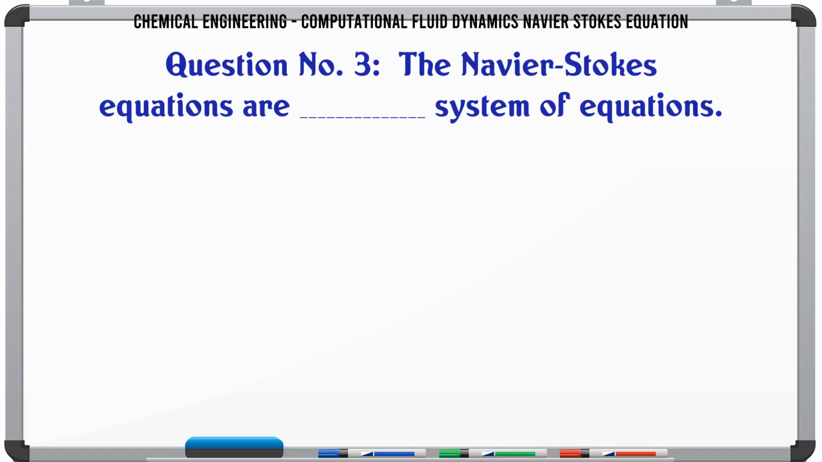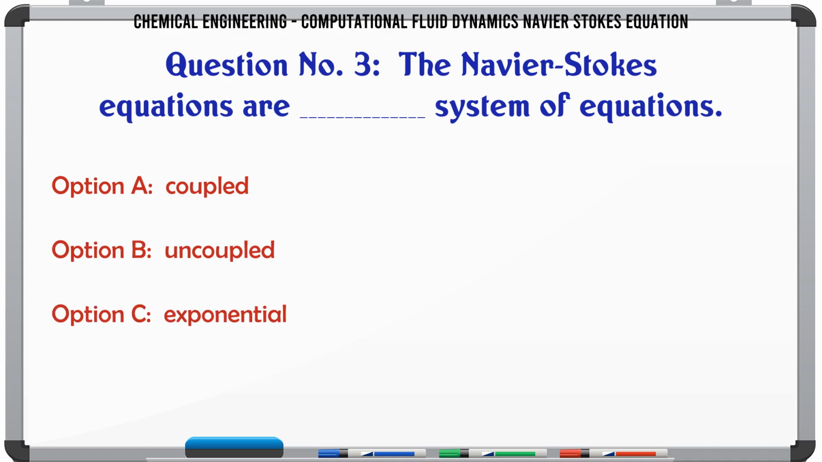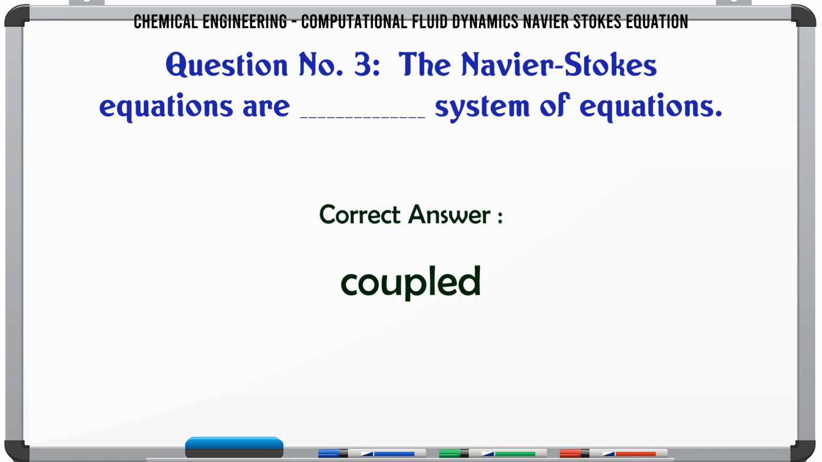The Navier Stokes equations are a system of what kind of equations? A: coupled. B: uncoupled. C: exponential. D: radical. The correct answer is coupled.